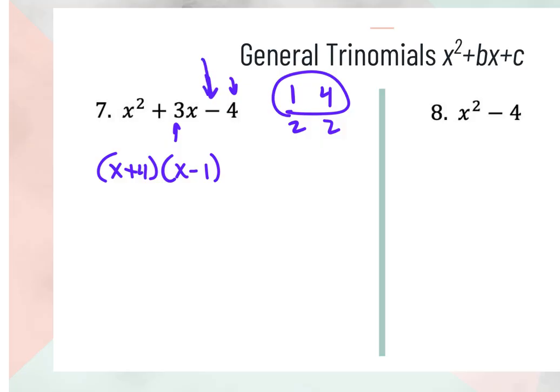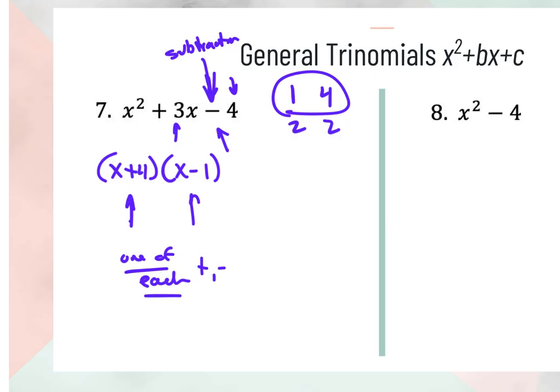Anytime that this second sign is subtraction, then my answer better have one of each, one addition and one subtraction. If it's subtraction, they're going to have one of each. If it's addition, they're both going to be the same, and they're both going to be that sign.